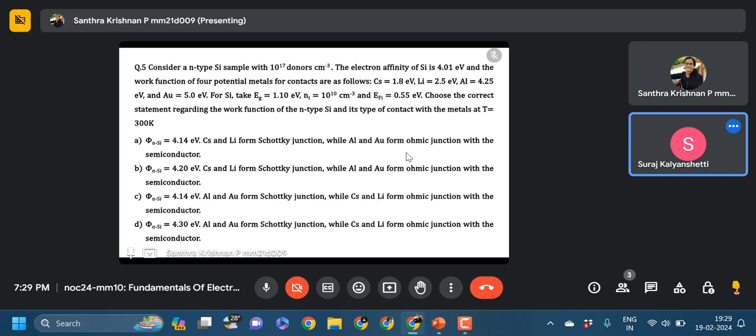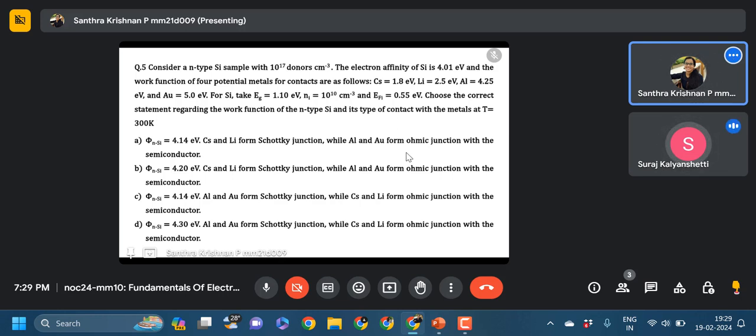Let me draw it. Or you can try solving the first part to get the Fermi level, and then if you compare the values and remember when ohmic and when Schottky is formed, you can try that way as well. That is easier than drawing the diagrams, I guess.